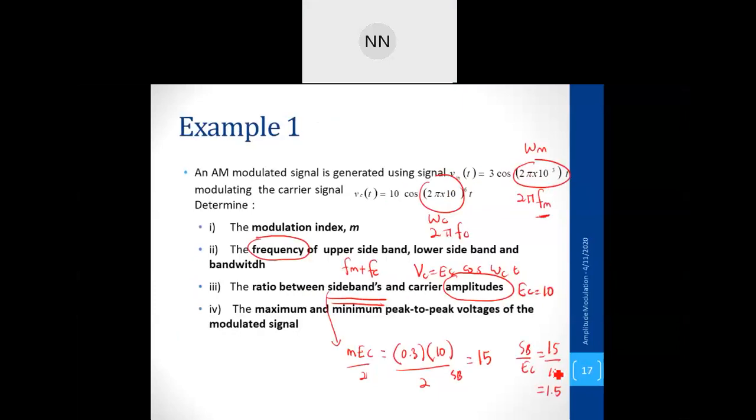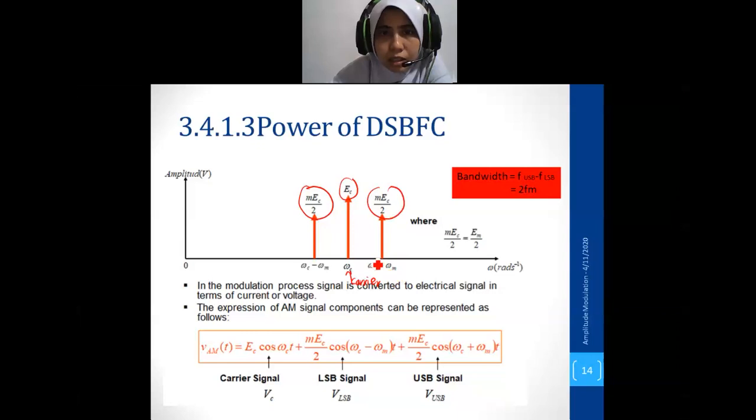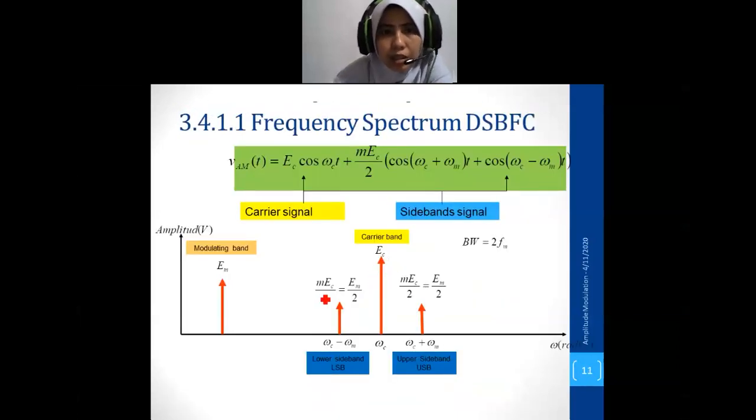Doktor? Yes? Carrier amplitude tu kita nak ambil kat mana? Carrier amplitude tu ambil daripada sini. Okay, this one is a carrier. And this one is sideband. This is an upper sideband and this lower sideband. So amplitude is EC. And amplitude for this one is the same like this. So this is the carrier. This is a sideband, lower sideband and upper sideband. So this is the amplitude.